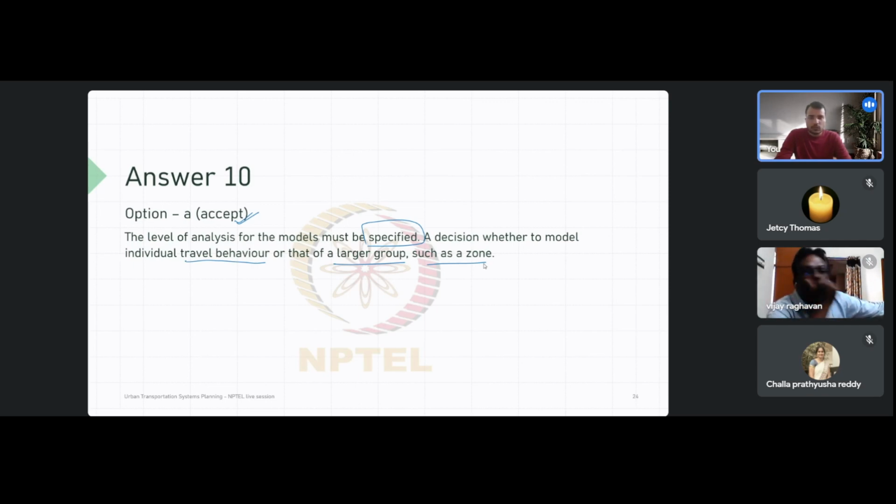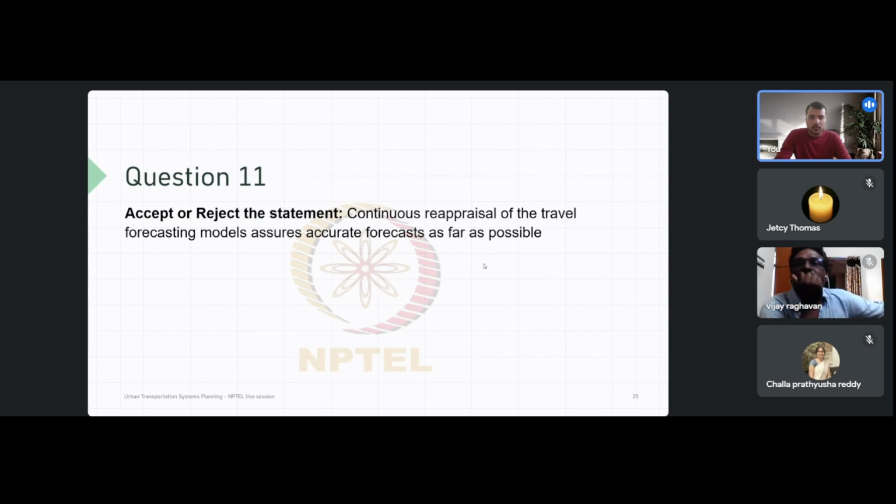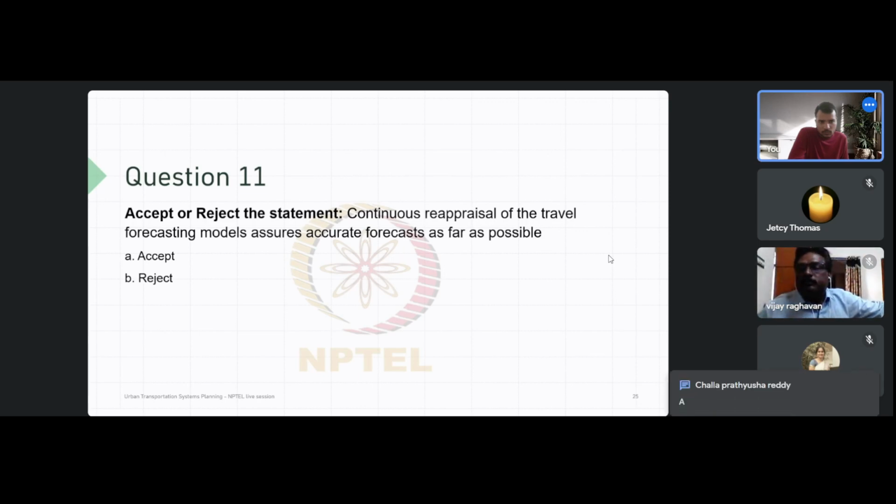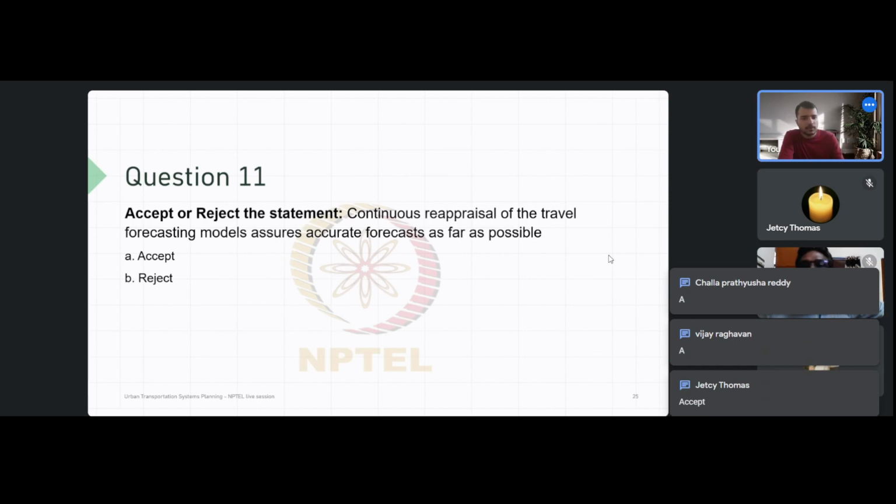So moving on to the next question, question 11. Same question, accept or reject. Continuous reappraisal of the travel forecasting models assures accurate forecasts as far as possible. Can we have some response for this? Okay, fine. Everyone has responded. Nice.